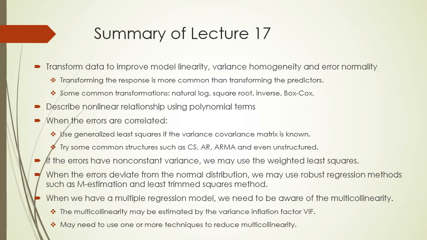When the errors are correlated, we can use generalized least squares if we know the variance covariance matrix. If the matrix is unknown, we may try several common structures such as compound symmetry, autoregressive model, autoregressive moving average model, and even unstructured model. Then find the best fit.